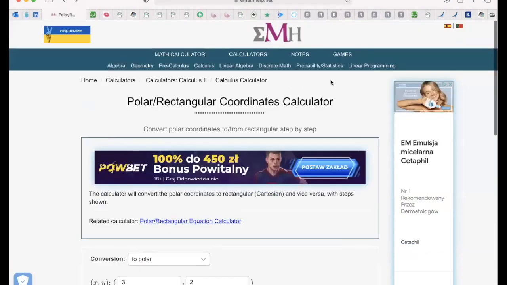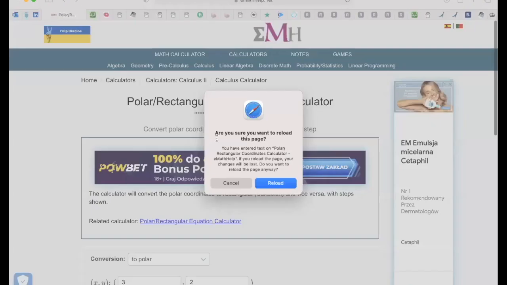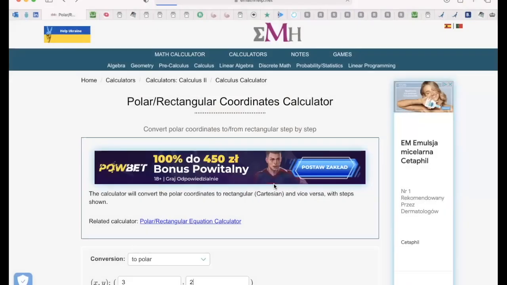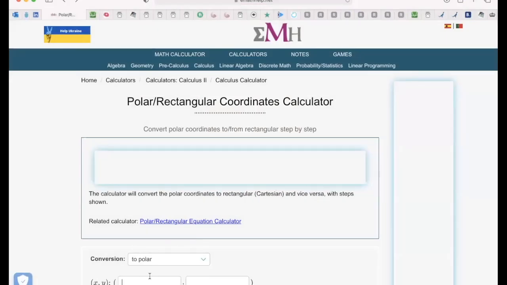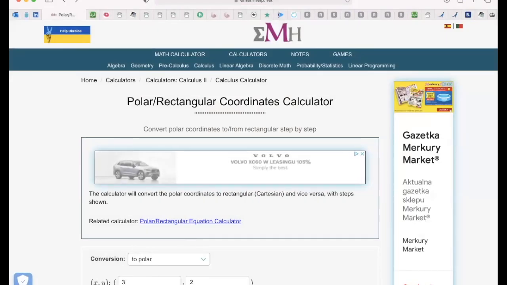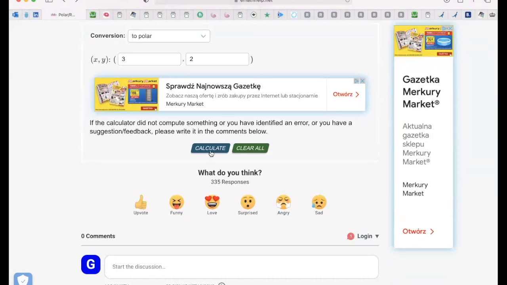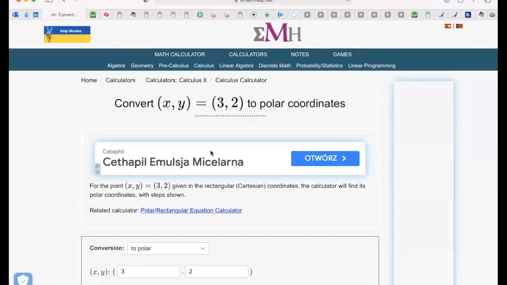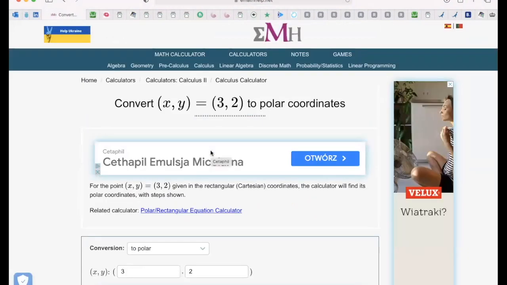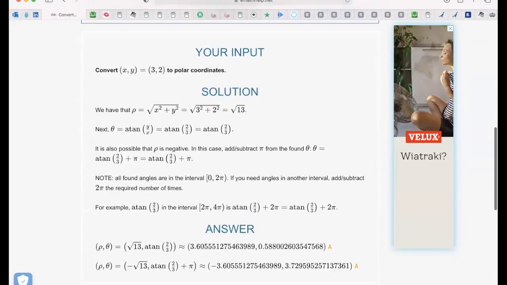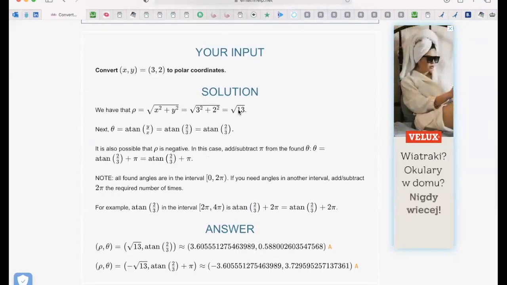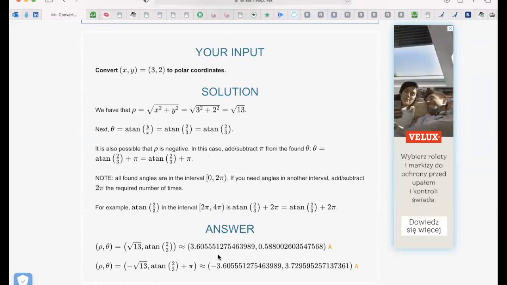And it's not done it for me. Let's try that again. Let's reload it. There we go. So 3 and 2. Calculate the suitable coordinates. So we have root 13. There we are. And our angle is 0.58. Lots of decimal places. So 3.6, 0.58.